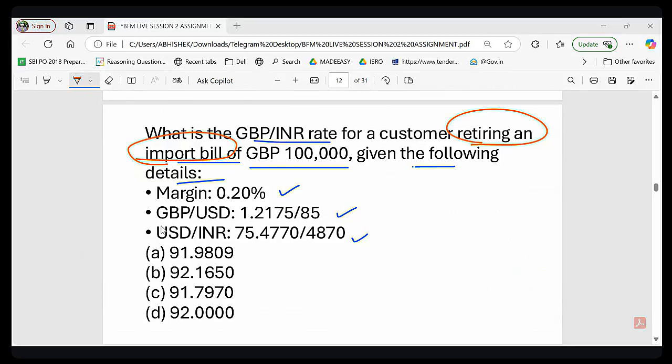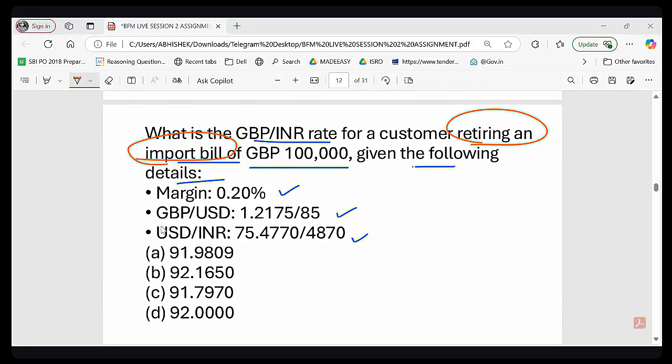When a business in India imports goods from another country, they usually need to pay the supplier in their currency. The supplier sends a document which we call an import bill, which shows how much needs to be paid. Then the Indian business retires the bill by arranging the payment, usually through their bank, right? So this is called retiring. Don't confuse with this word. Retiring is simple to understand.